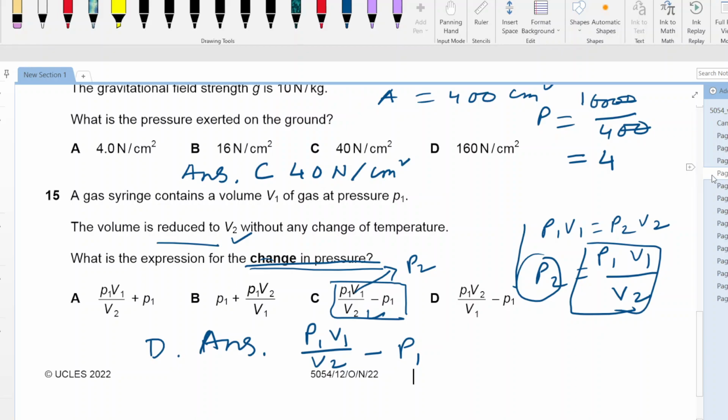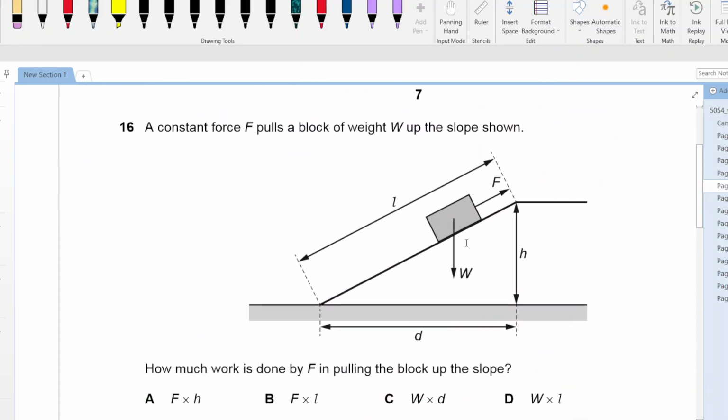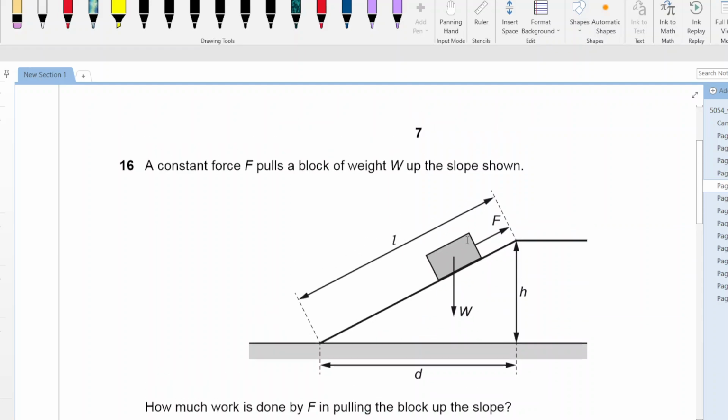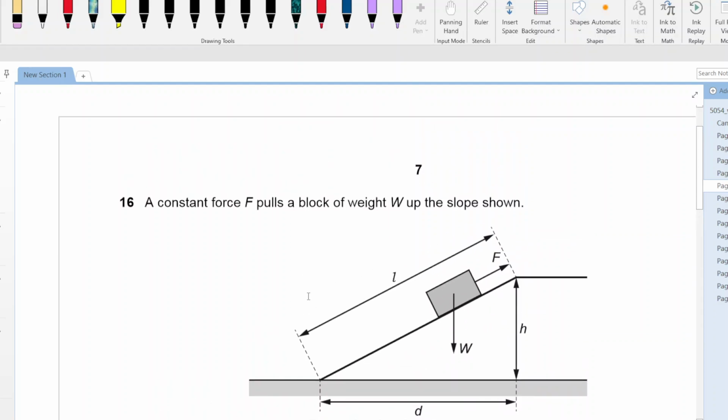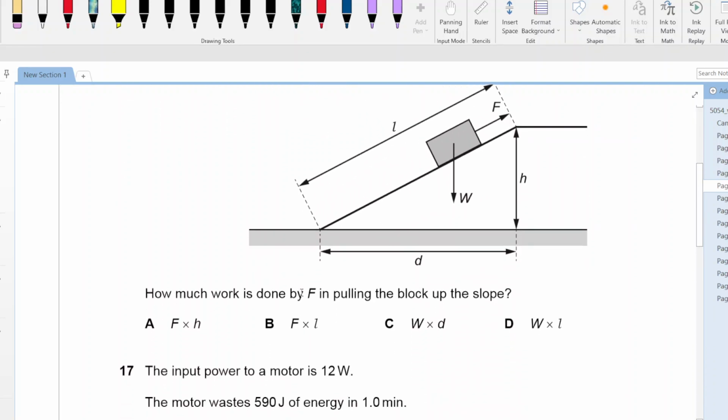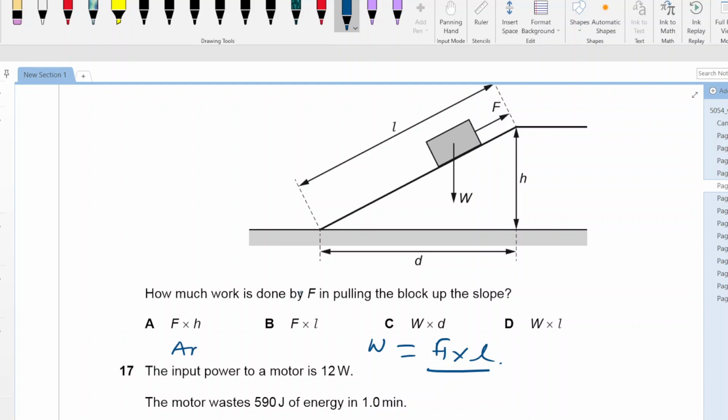Now I am at question 16. A constant force F pulls a block of weight W up the slope shown. How much work is done by F in pulling the block up the slope? You know, work done equals force into distance. Work done equals force F and distance L. Therefore F into L.